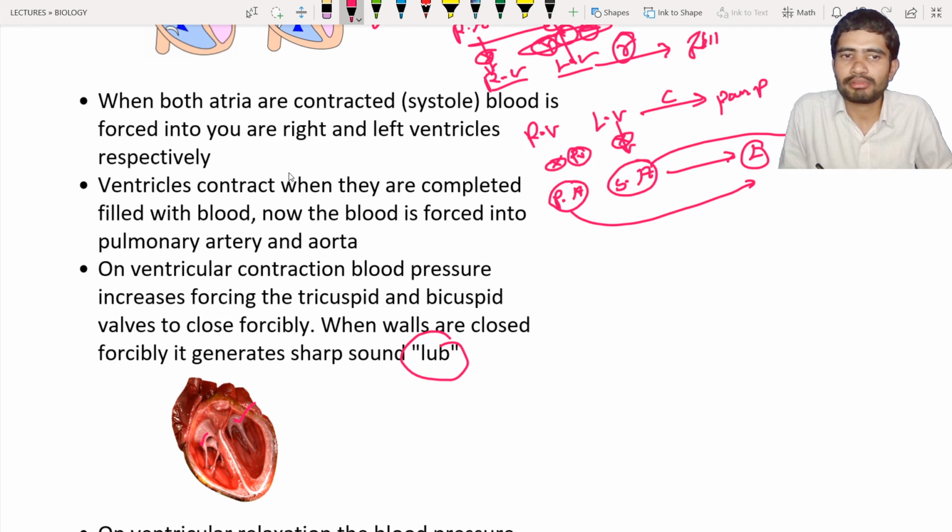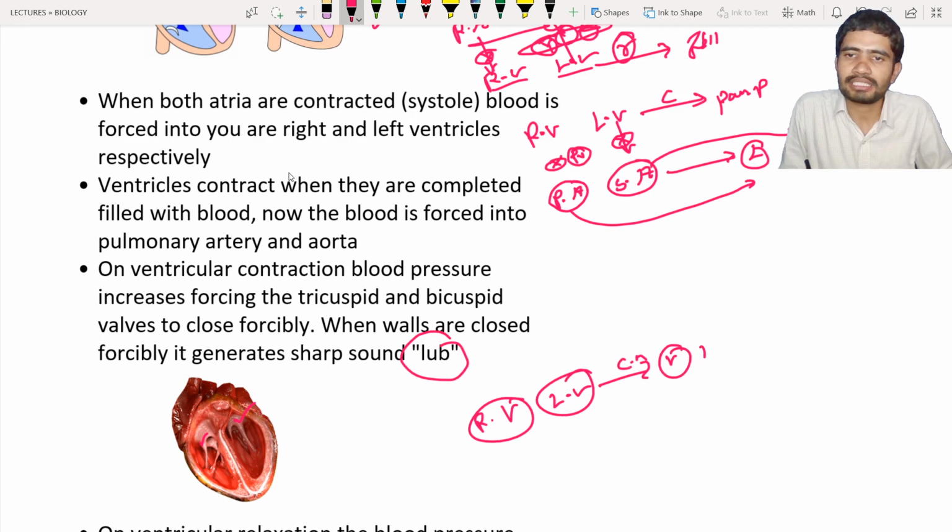When the right ventricle and also left ventricle contract, what will happen? The valves will close, tricuspid and also bicuspid valves will close. Those valves are the tricuspid and bicuspid valve. When they close, there is generation of a sharp sound. That sharp sound is known as lub. So here we can see the tricuspid valve and here is the bicuspid valve.